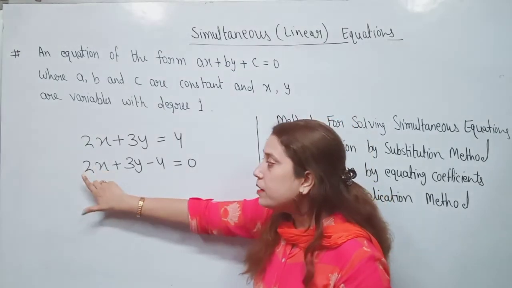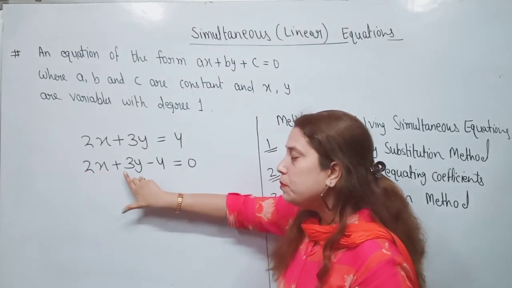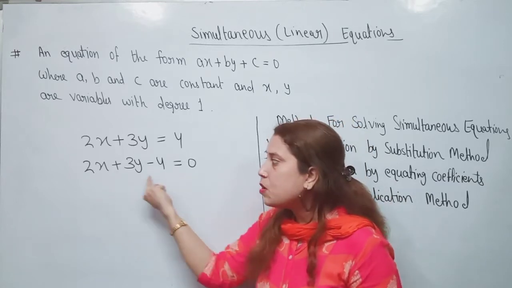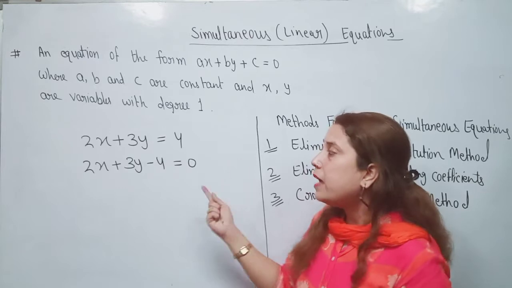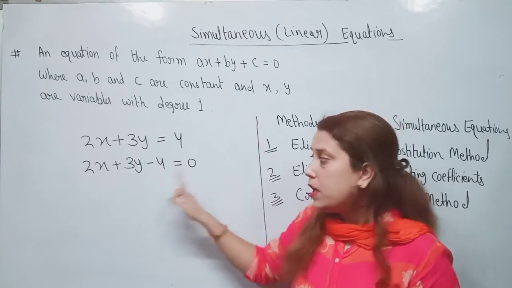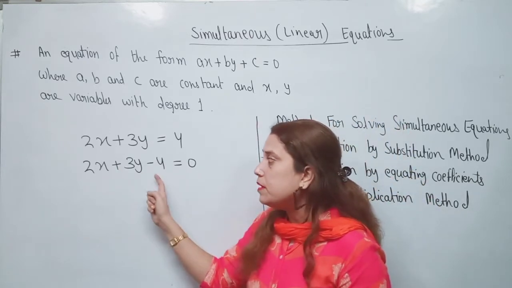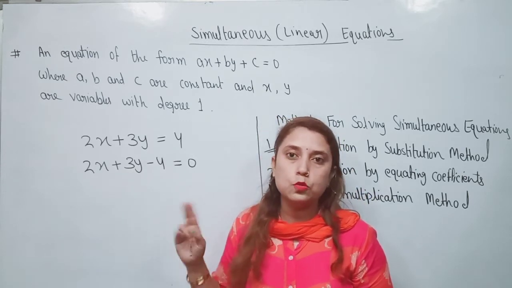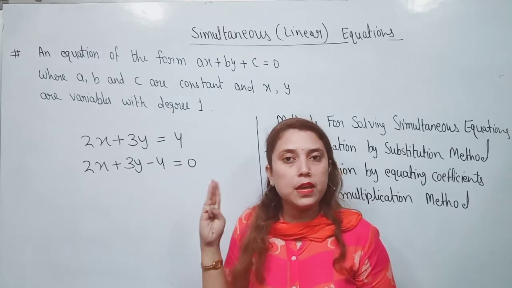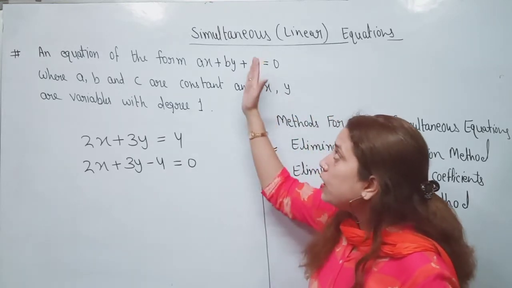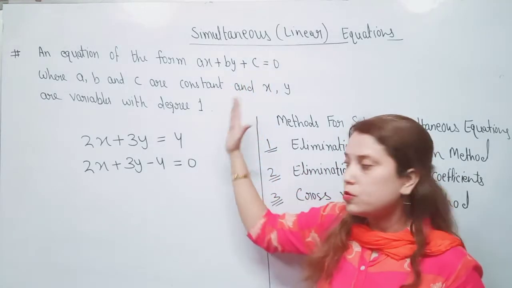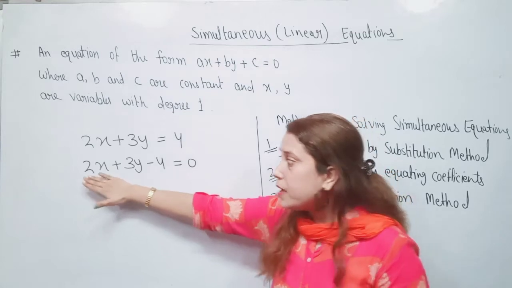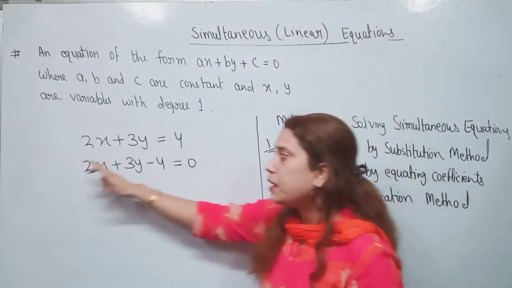Okay beta, where a is 2, b is 3 and c is minus 4, and x, y are the variables. Because this is a linear equation, the degree of variables x and y will be 1. If quadratic, then degree 2. If a cubic equation, then degree will be 3. Here we are going to discuss linear equations, so the degree of the variable will always be 1. Okay, so this is the linear equation.